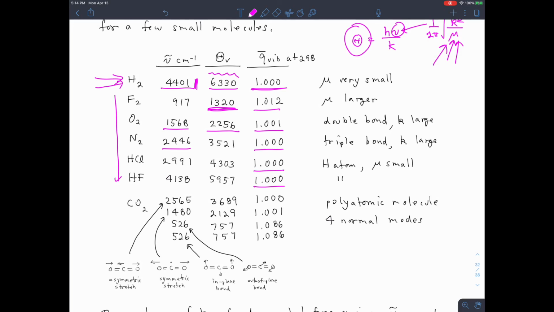But still, a high vibrational frequency and therefore a high vibrational temperature. And then HCl and HF don't have especially strong bonds, but they have a light atom, and that also makes, again, the reduced mass small. And so the highest vibrational temperature on the chart, apart from H2, is for HF here, which has a pretty strong bond and the one light hydrogen atom. All the populations are 1.